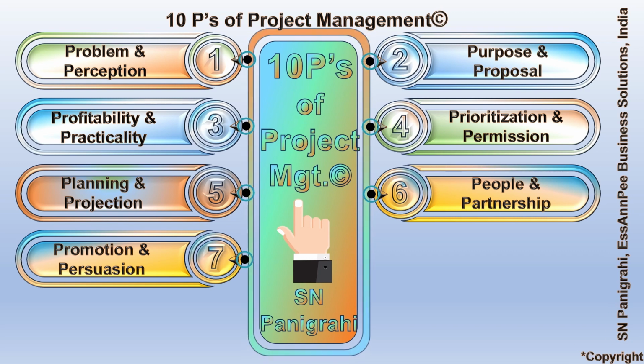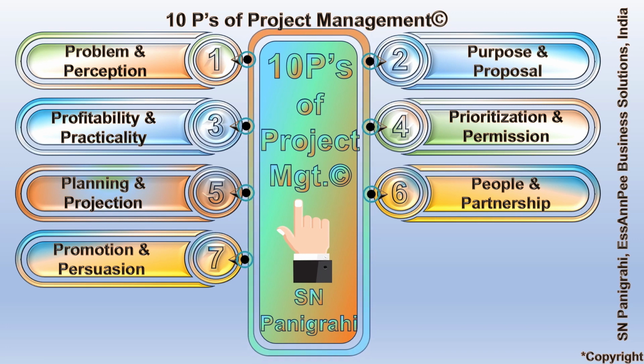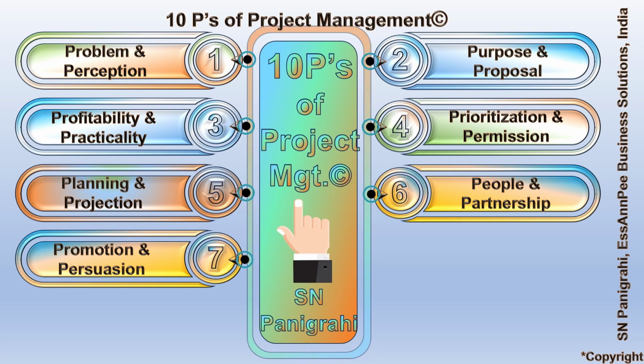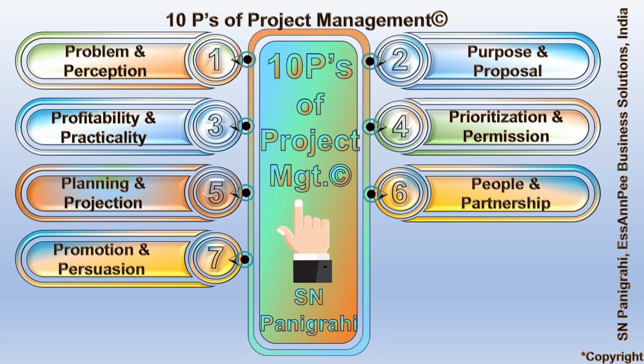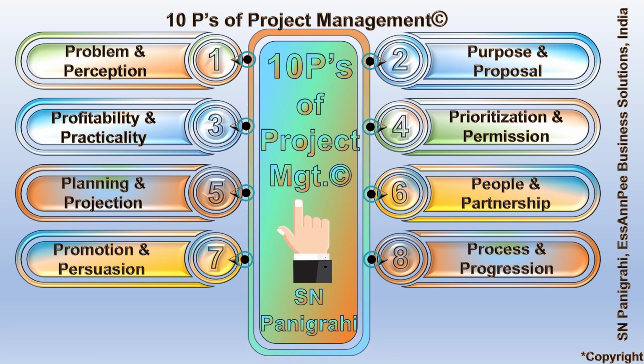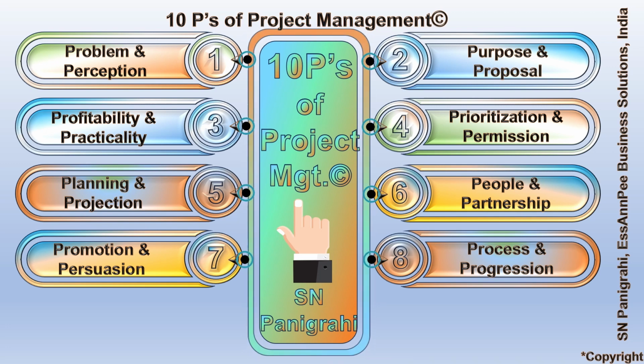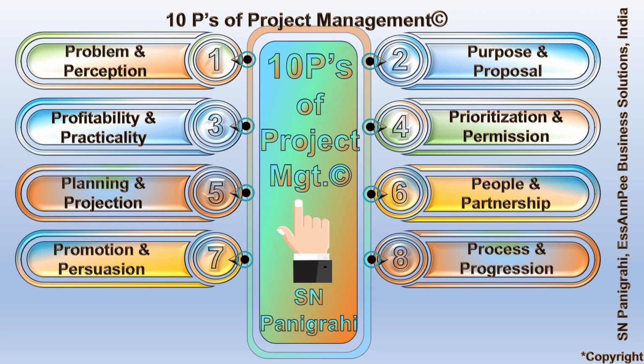Developing a communication plan to promote the benefits of agile, such as increased flexibility and efficiency. Conducting workshops and presentations to persuade stakeholders and gain their support. 8. Process and progression. Define the project's processes and ensure steady progression. This involves choosing the most effective project management methodology, example, Agile, Waterfall, to guide execution.